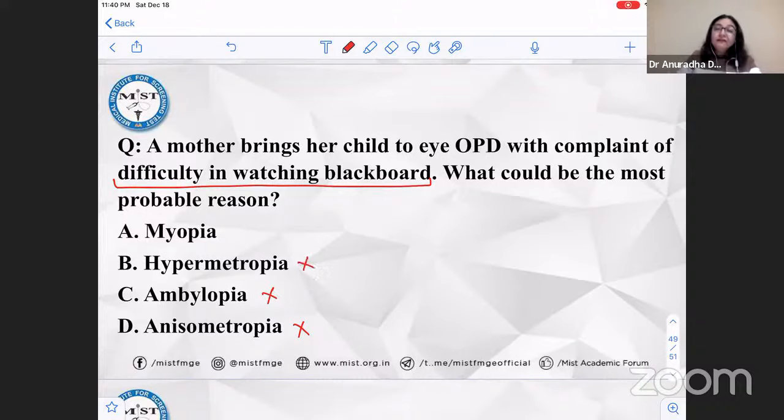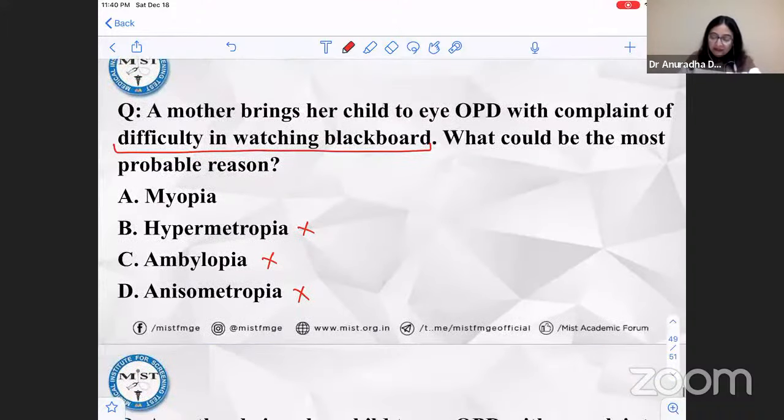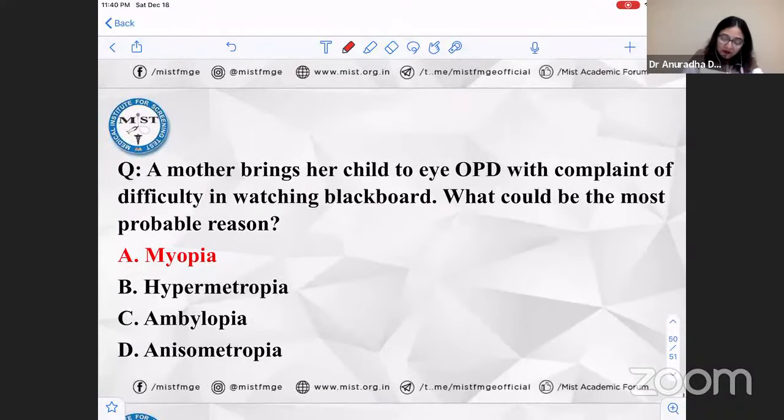Then hypermetropia we can rule out, because in hypermetropia, again, the vision is defective for near as well as for the distance. But when the vision is specifically defective only for the distance, that is something like watching the blackboard, then the right answer becomes your myopia. Such children, they also tend to squeeze their eyes.